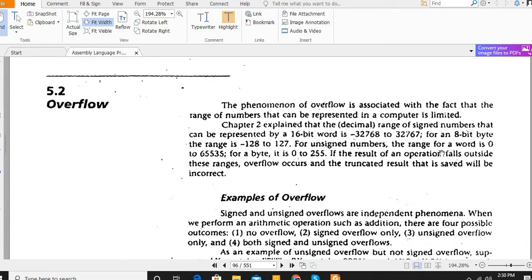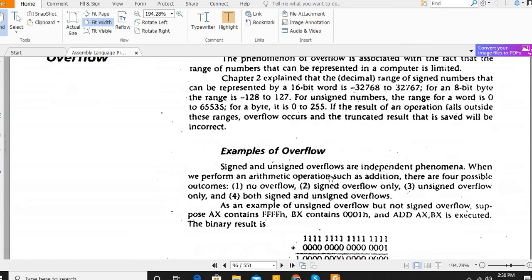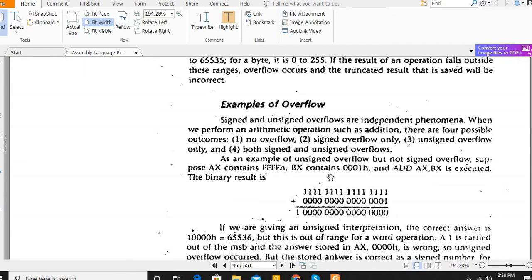On the other hand, for unsigned numbers, because there is no negative number, the 16-bit representation is 0 to 65535, whereas the 8-bit representation is 0 to 255.